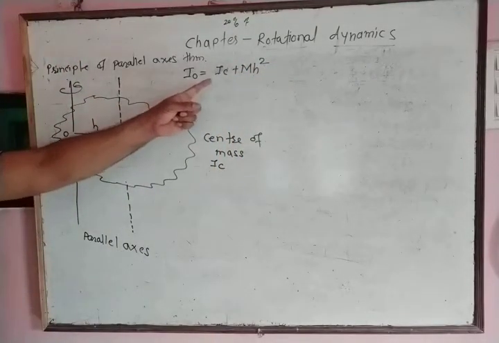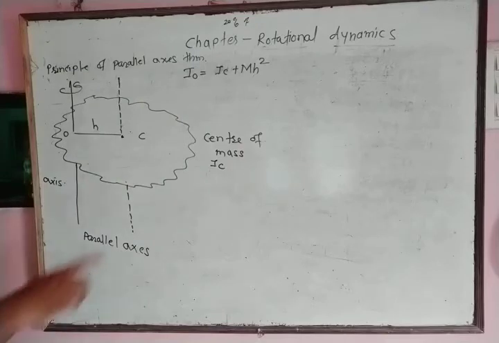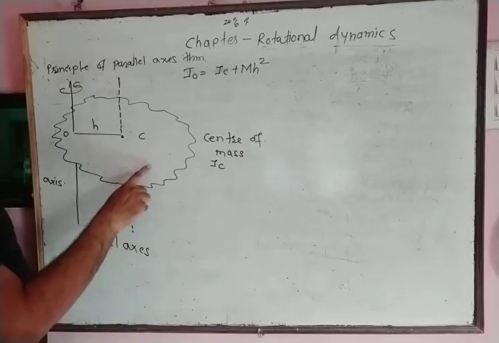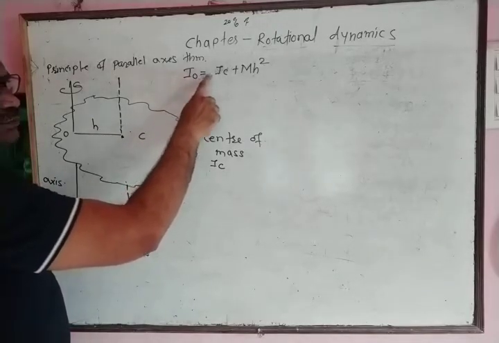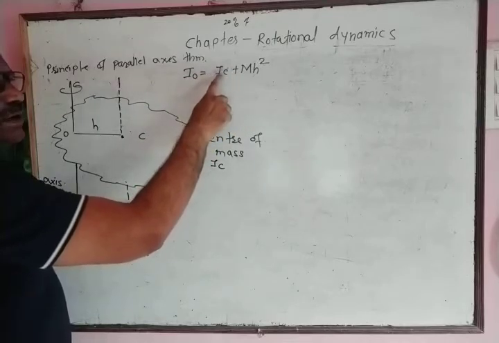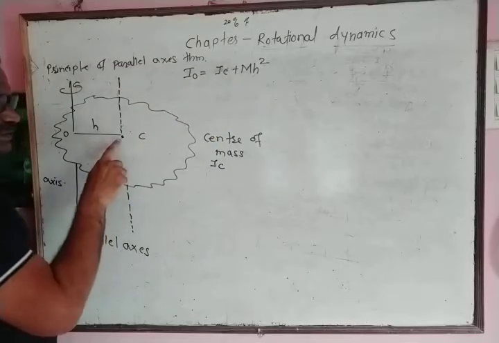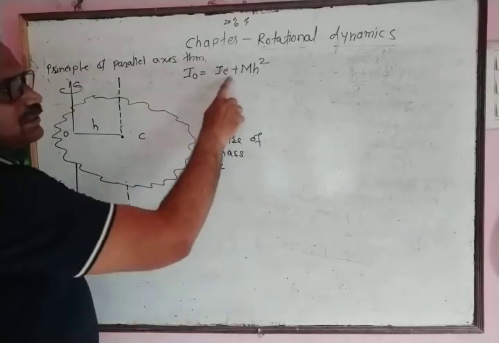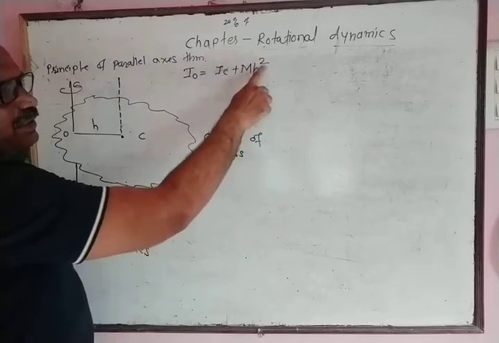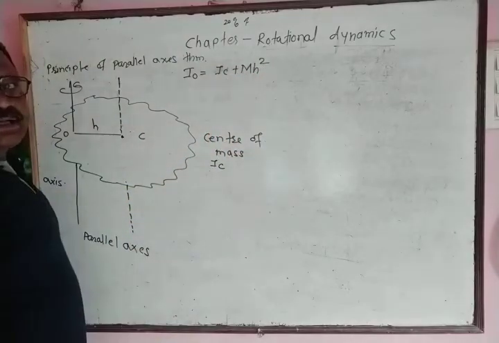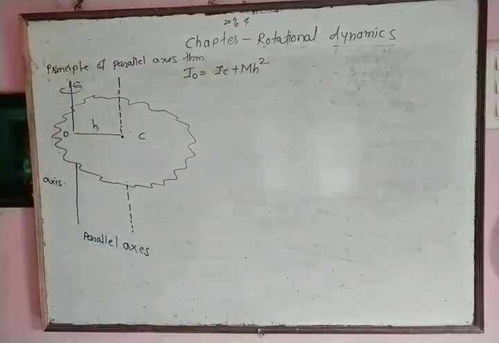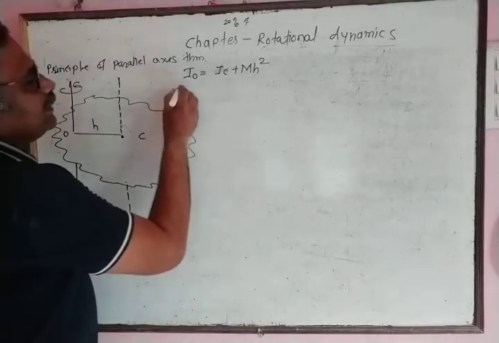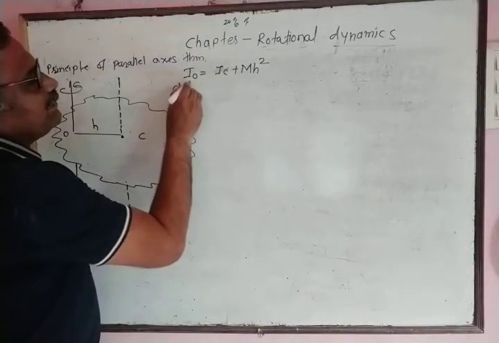IO is equal to IC plus MH square, that is moment of inertia of rigid body about an axis passing through any point is equal to sum of moment of inertia of body about an axis passing through center of mass plus product of mass of body and square of distance between two parallel axes. Now proof. Suppose this body is made up of different elements.